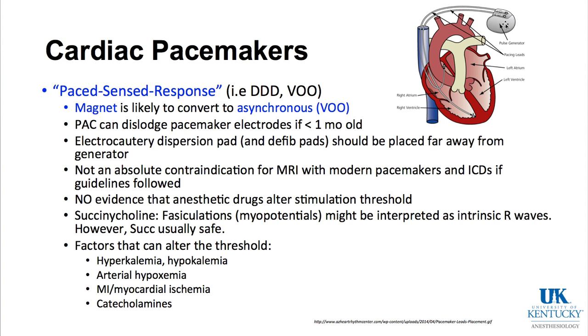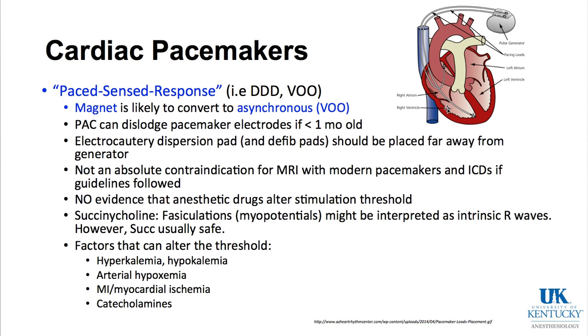A pulmonary catheter, if you put one down a patient, you can see how easily it would be to entangle it in the wires that are in the right atrium or the right ventricle, and you can actually dislodge pacemaker electrodes if they're not there for very long and have not fibrosed in, classically less than 1 month old. Electrocautery dispersion pads in the perioperative period and defibrillation pads should be put far away from the generator. Most new cardiac pacemakers, it's not an absolute contraindication to do an MRI, and also ICDs, but you need to look at the manufacturer and consult with the pacemaker rep if you have any questions.